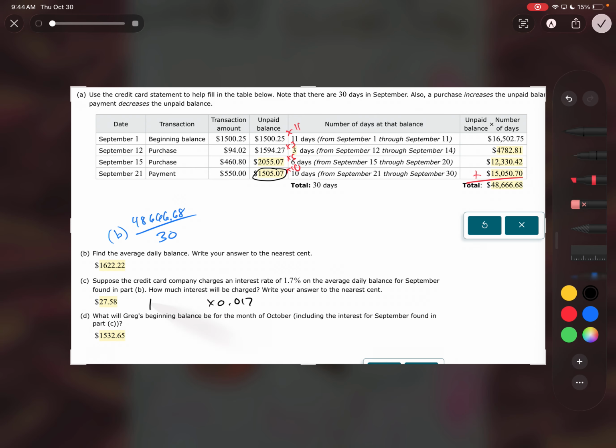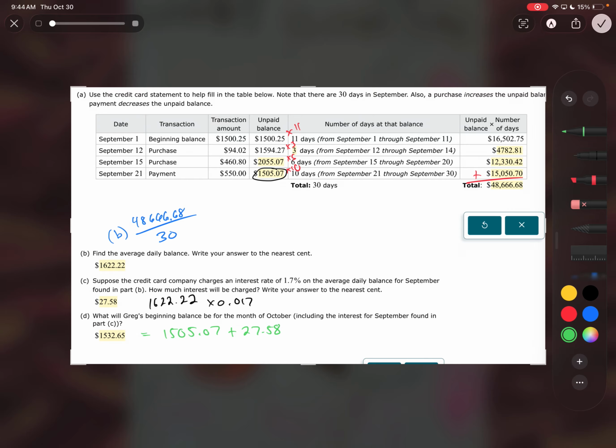I think it's the next. I got confused. I was thinking what I did last class. Yes, the credit card is going to look at your average daily balance to get that number, okay? I got very confused with the next step. My bad. What will Greg's beginning balance be at for the month of October? Here is where you go back and you say, okay, my balance at the end of September was 1505.07 plus my new interest. That's where I get that number from, okay? That's the one you got to go back and look at.